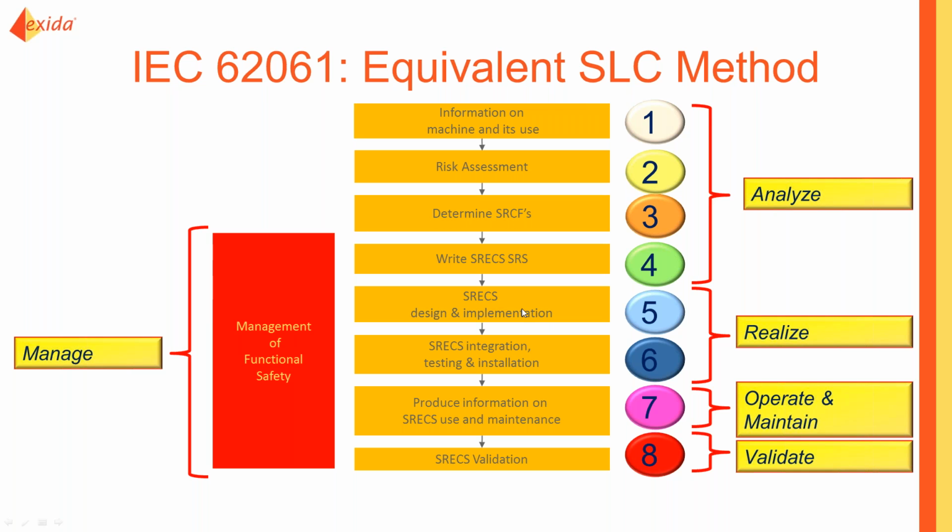Design and implement that system, integrate it, test it, install it so it's ready to run. That's the realization phase. And then you're going to operate and maintain that over the life of the machine. There's a life cycle similar to the 61508 life cycle, and there's general requirements for the management of functional safety.